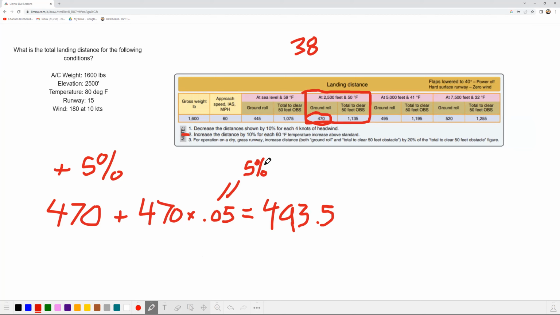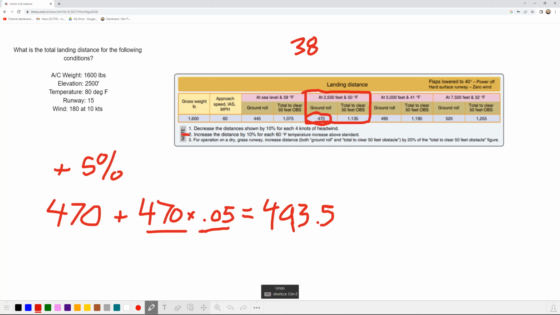So 5 per 100, that's 5 per 100. 5 divided by 100 equals 0.05. So that's how you do it mathematically, right? 10% would be 0.1, 20% would be 0.2, 1% would be 0.01. So this is 5%. So when we do 0.05 times 470, right here, we're finding 5% of 470, and then we're adding that to 470 because it said increase.